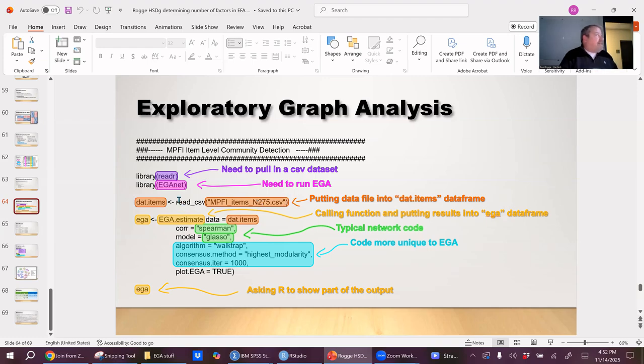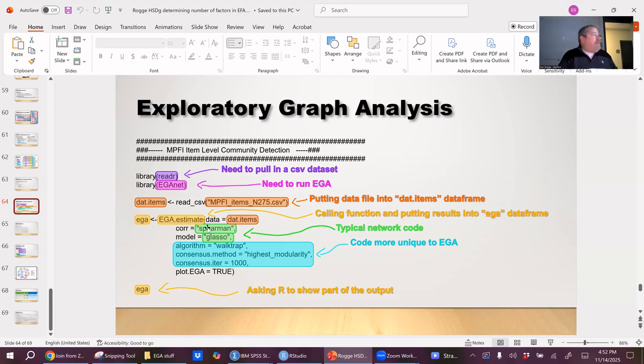So it's taking this data, and with this backwards arrow, it's putting it into a matrix, a data frame for us to use. And you'll notice the very next line, we're calling a new command, ega.estimate. That's from the EGAnet package. And we're saying the data you're going to use is the data we just pulled in, that data frame. Does it make sense to everybody?